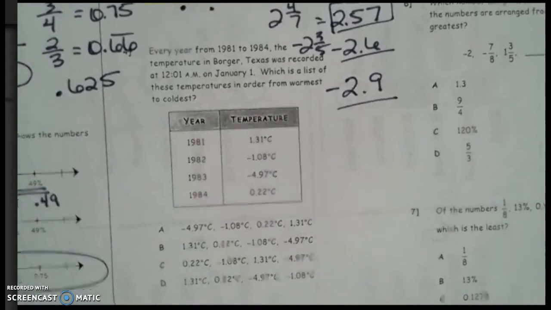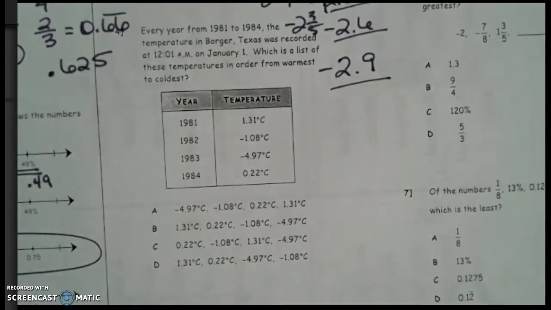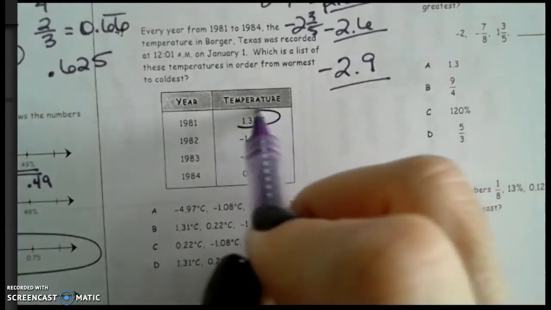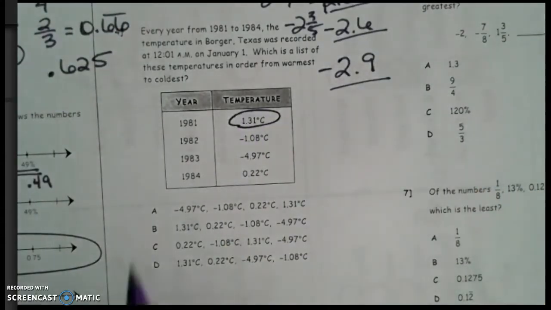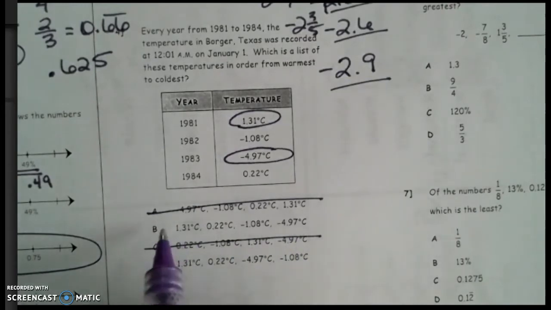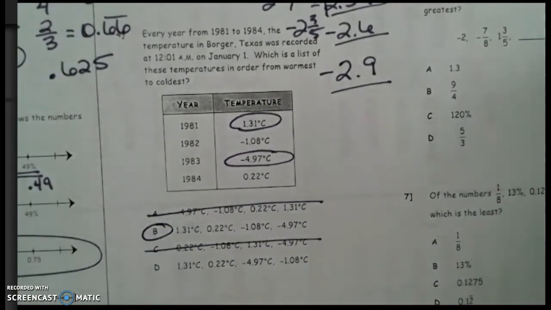Every year from 1981 to 1984, the temperature in Borger, Texas was recorded at 12:01 a.m. on January 1st. Which is a list of these temperatures in order from warmest to coldest? They want the warmest temperature to the coldest. You want 1.31 to come first. That eliminates A and C. The coldest temperature would be the biggest negative, which would have been that 4.97. So your answer here should have been B.